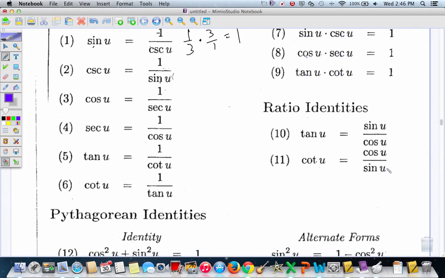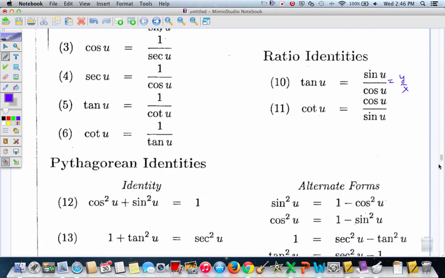Our ratio identities here: back when we talked about our unit circle, we said sine was our y value and cosine was our x value, and we know tangent is y over x, so it follows tangent is sine over cosine. Same thing with cotangent. Cotangent is x over y, or cotangent is cosine over sine.